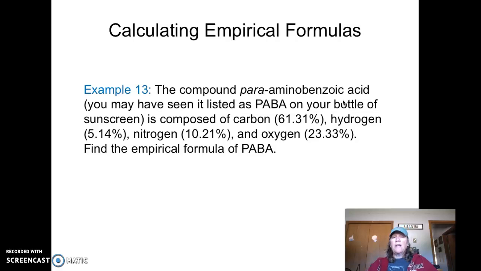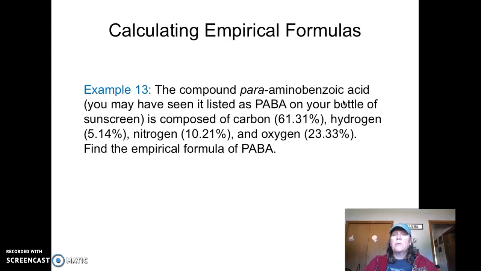Okay, we have a compound. It's called para-aminobenzoic acid. It's PABA. Sometimes it's on your sunscreen. Sometimes it's like in your plastics. I think they used to say that on water bottles. Now it says contains no PABA. Maybe it's bad for you. I honestly don't know, you guys.